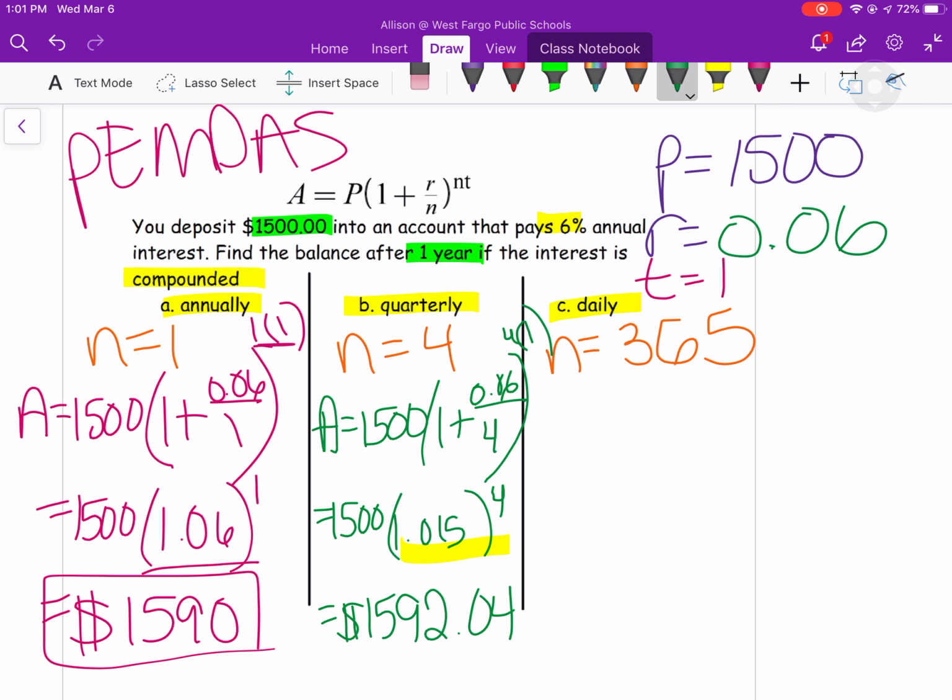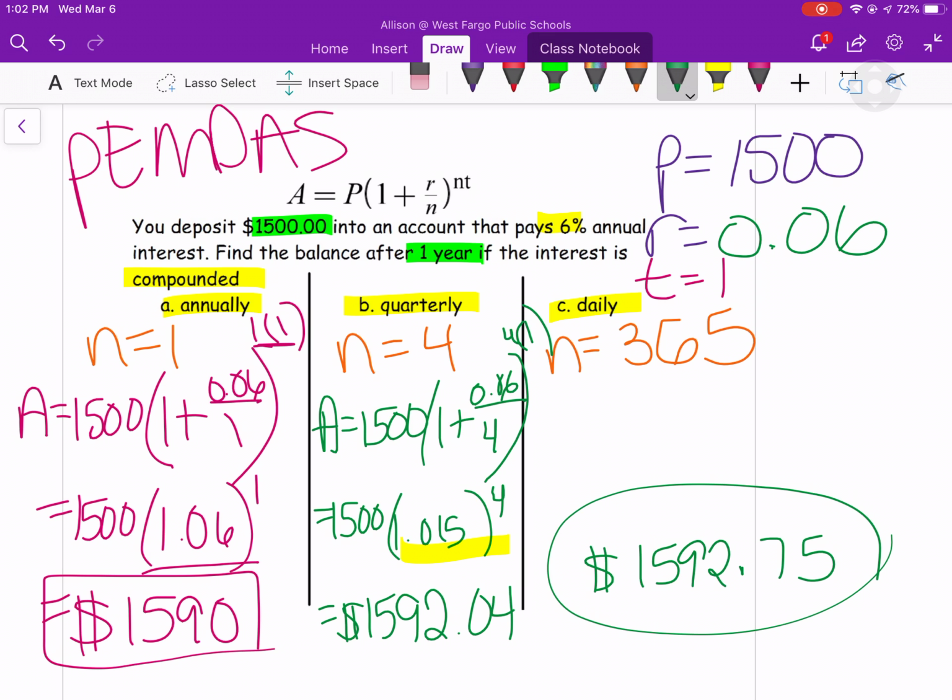So I really would recommend that you pause and try to do some of these calculations, because the biggest mistake students seem to make is plugging into the calculator correctly. If I did the calculations for daily, I ended with $1,592.75.